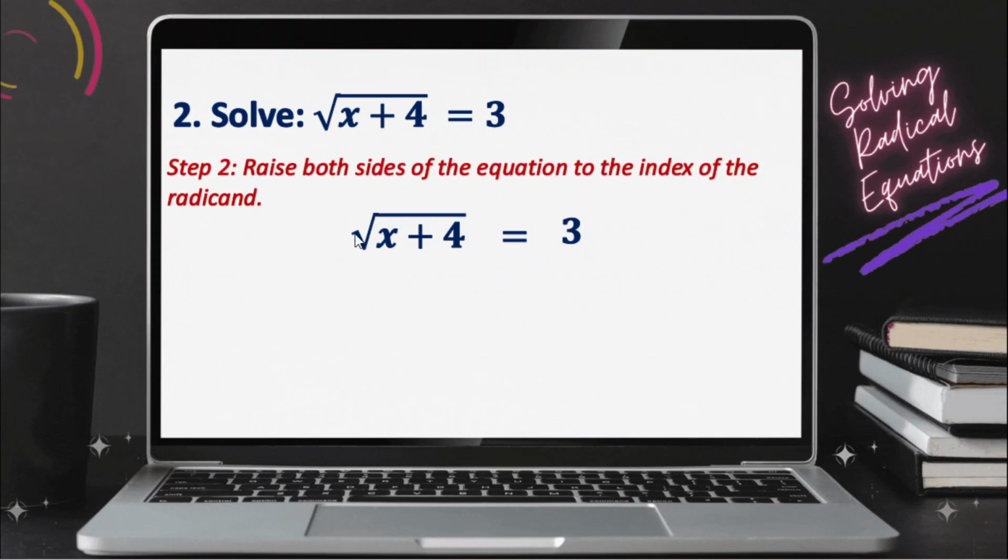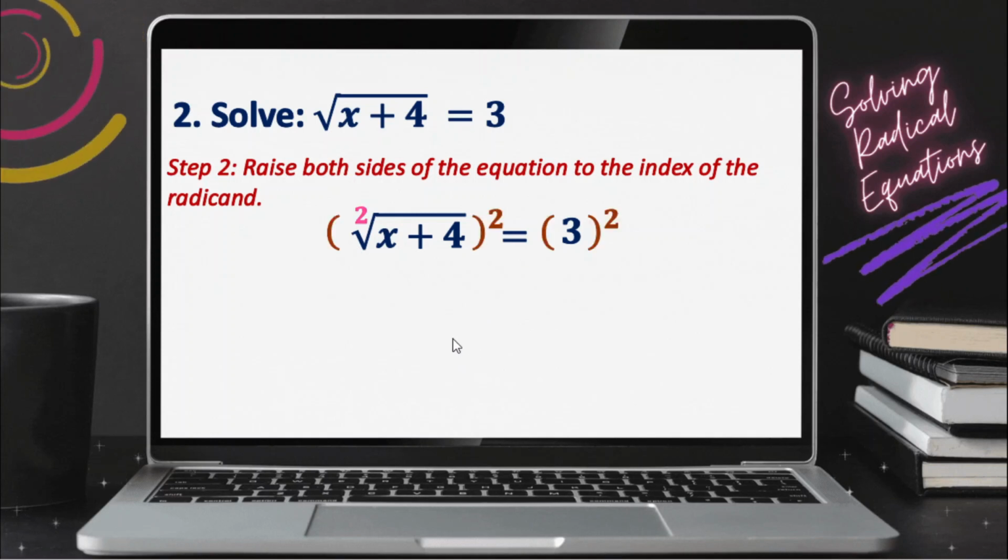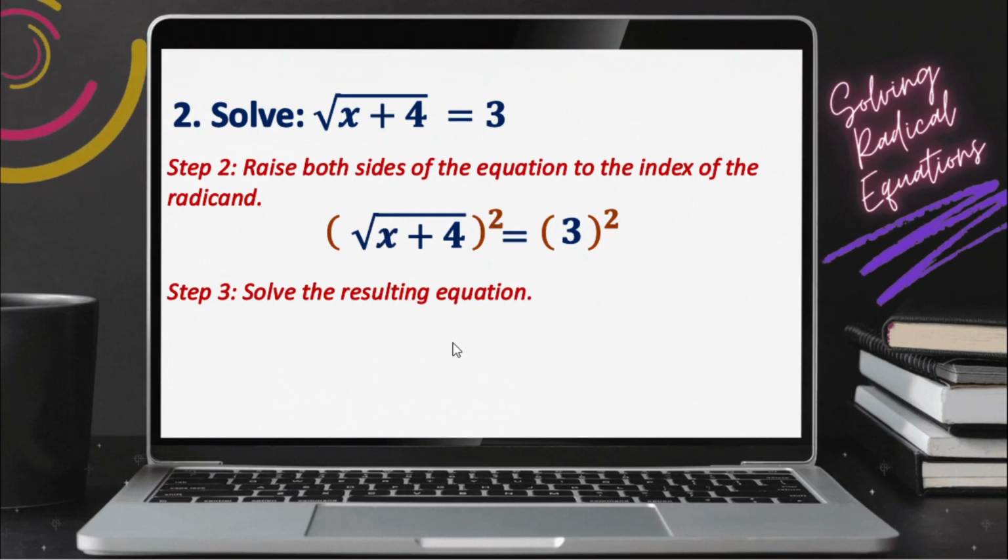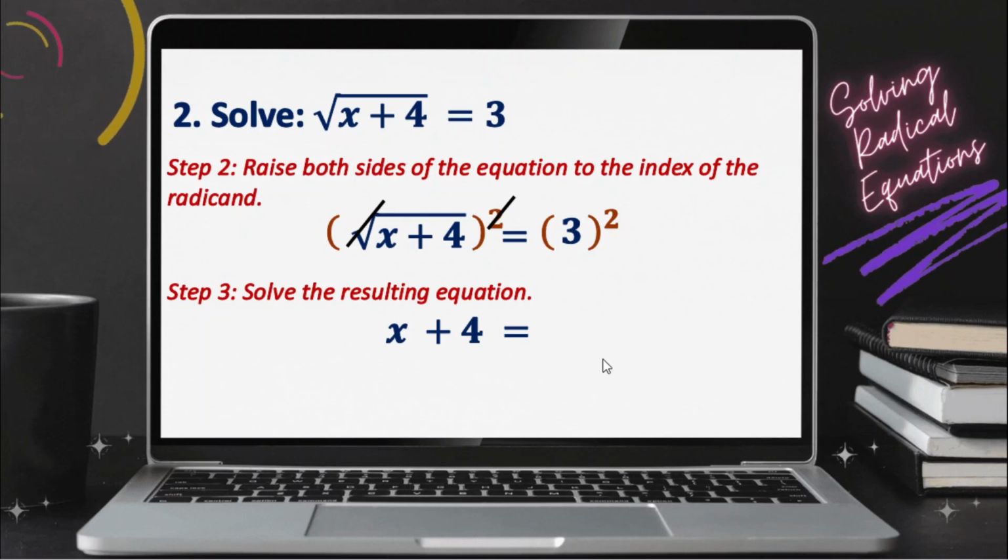So, proceed tayo agad sa step number 2. So, ang ating index dito ay 2 since square root ang ating radical symbol. So, therefore, i-raise natin both sides of the equation sa 2. And then, step number 3, para ma-cancel out dahil naka-raise na to sa 2 at ang index ay 2, pwede na nating i-cancel out yung ating radical symbol. So, magkakaroon tayo ng x plus 4 is equal to 3 squared is 3 times 3. So, meron tayong 9.